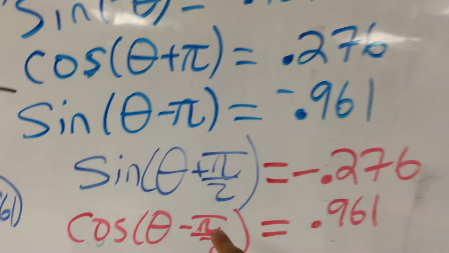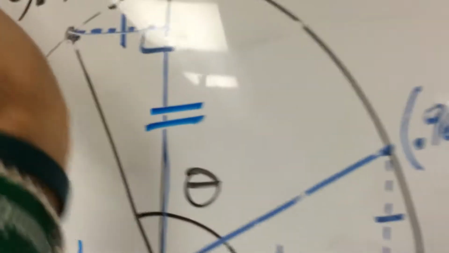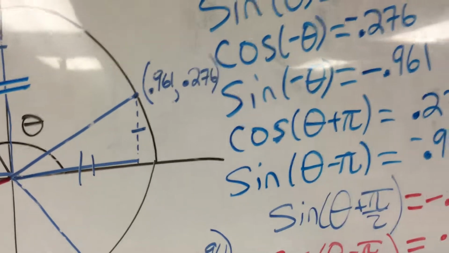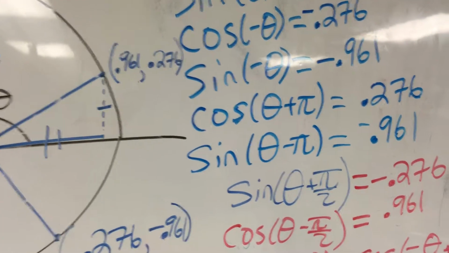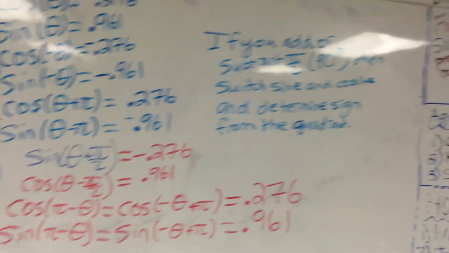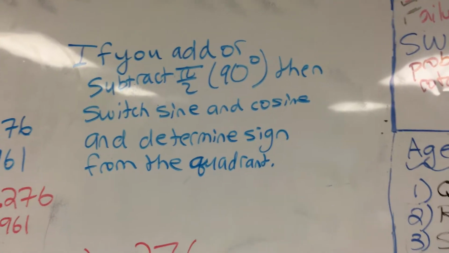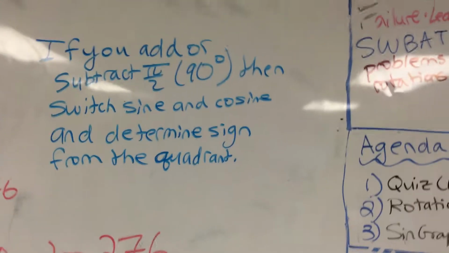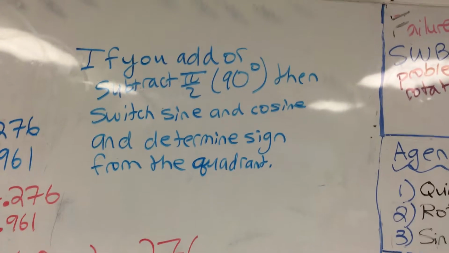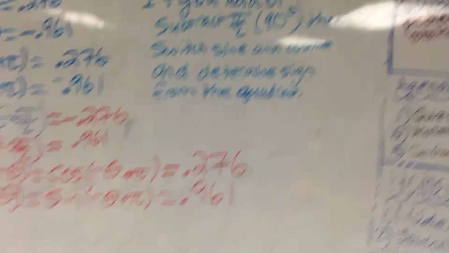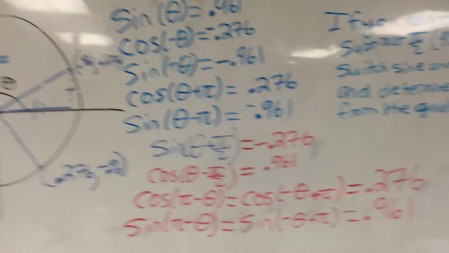Hence, cosine of theta minus pi over 2, that's right here. Remember, here's theta. We are going clockwise because we're subtracting. In other words, we have a negative pi over 2. They want us to find the cosine, hence 0.961 because that is the x coordinate. Remember, cosine is x. If you want to generalize a rule, you could write: if you add or subtract pi over 2, that is to say 90 degrees, then switch the sine, S-I-N-E, and cosine, and determine the sign, S-I-G-N, from the quadrant.